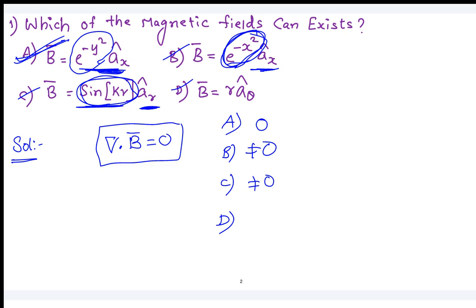Similarly, what about this one then? r times a theta cap. Since it is the a theta component and the coefficient is r, can you say the divergence of B will be 0 in this case?